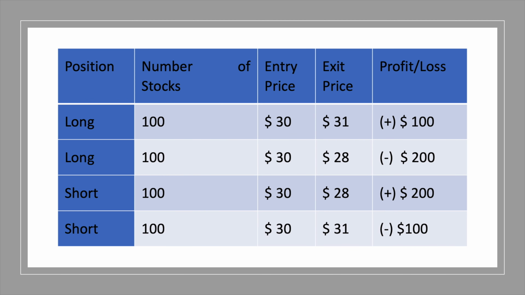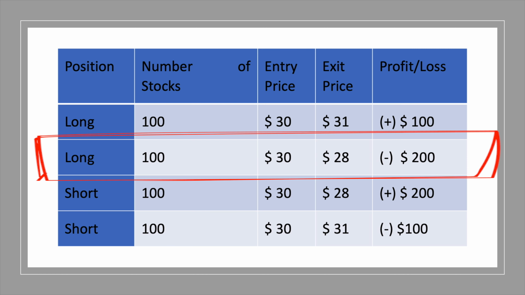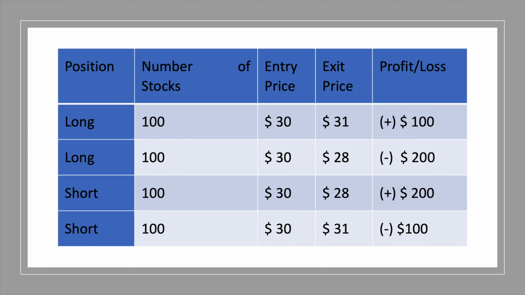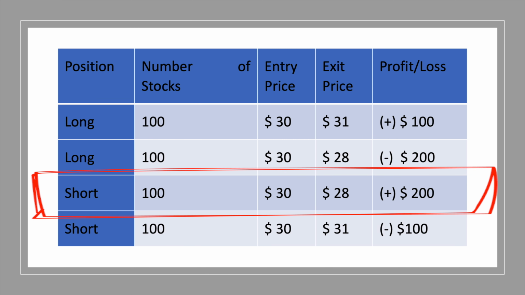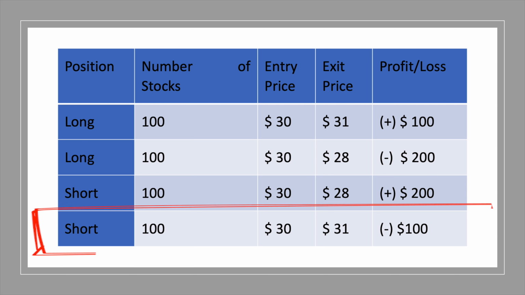Here are some examples. Let's say you are long 100 shares. Your entry price was $30 and you exited at $31. Your net profit, in this case, is $100. On the other hand, if the price dropped to $28 and you exited, you have a net loss of $200. Similarly, on the short side, if you went short 100 shares at $30 and exited at $28, you make a net profit of $200. But if the price moves up and you exit at $31, you have a $100 loss.